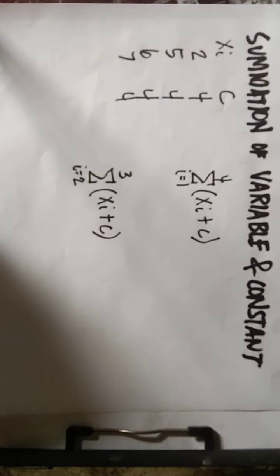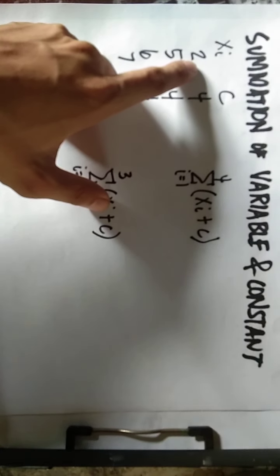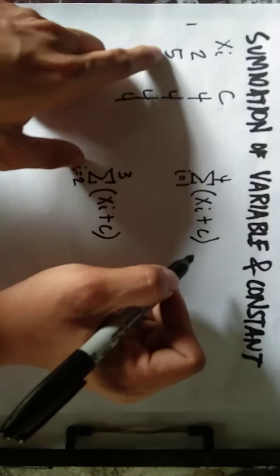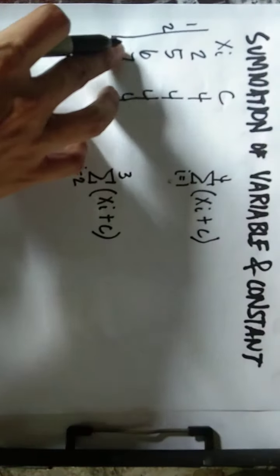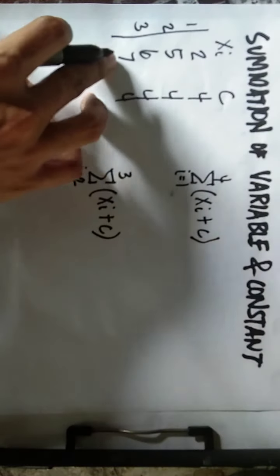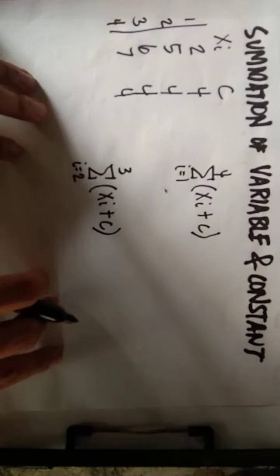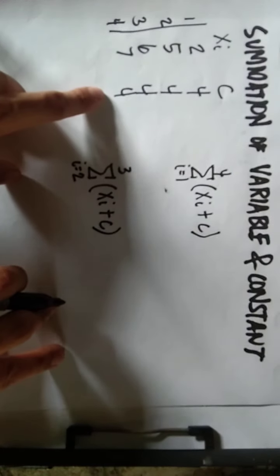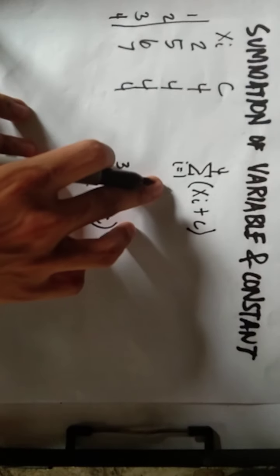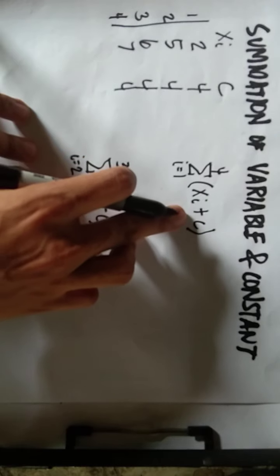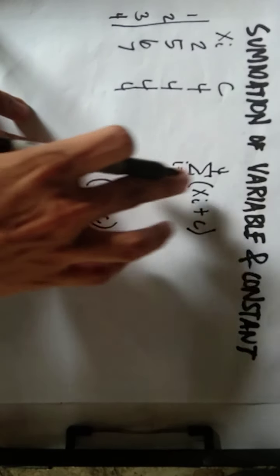So, we have the given values ng x sub I natin, which is 2. So, ito yung ating first value. And then, we have yung ating second value for x, that is 5. And then, we have yung third value natin, which is 3. And then, the last, or the fourth value is 7. Then, we have the constant, which is 4. So, the question is, what is the summation of x sub I plus c when I is equal to 1 to 4?